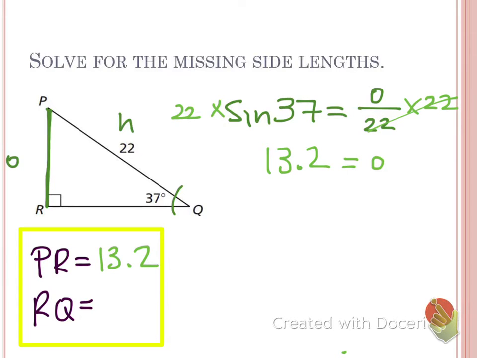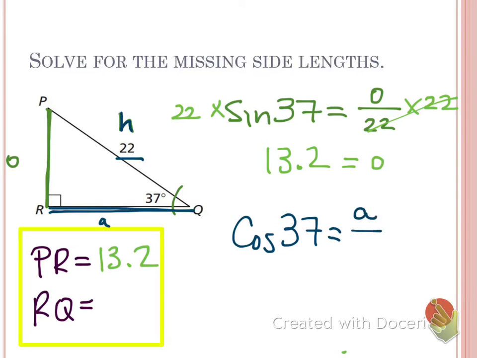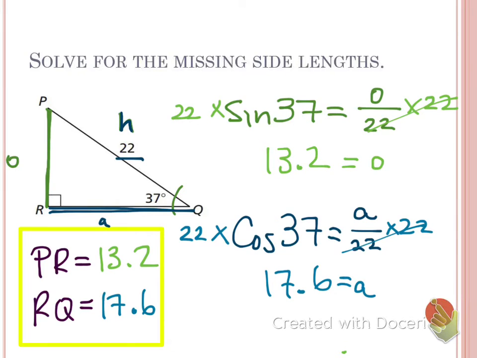Okay, so now we're going to find RQ. What kind of side is RQ in comparison to 37? Adjacent, so I'm going to call it A. And then we're still going to use the hypotenuse. You always want to use the side they gave you. So which trig ratio are we going to use here? Cosine of 37 equals the adjacent over the hypotenuse. Do I need to flip it? Nope, just multiply by 22. What is it? 17.6. So again, you'll want to say the length of RQ equals 17.6.